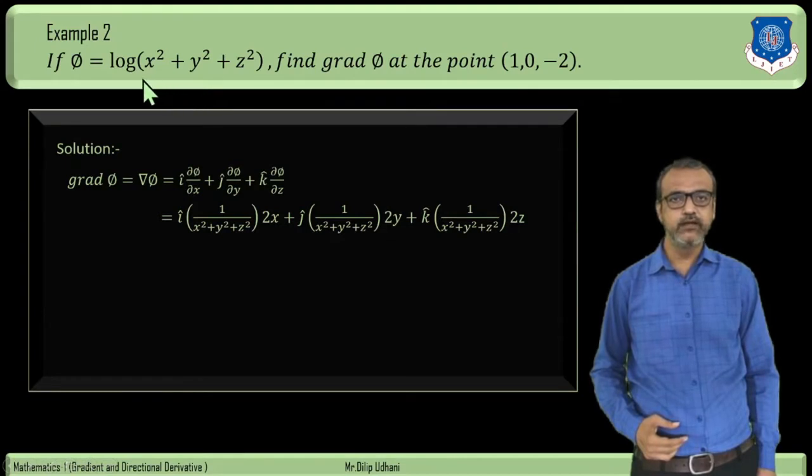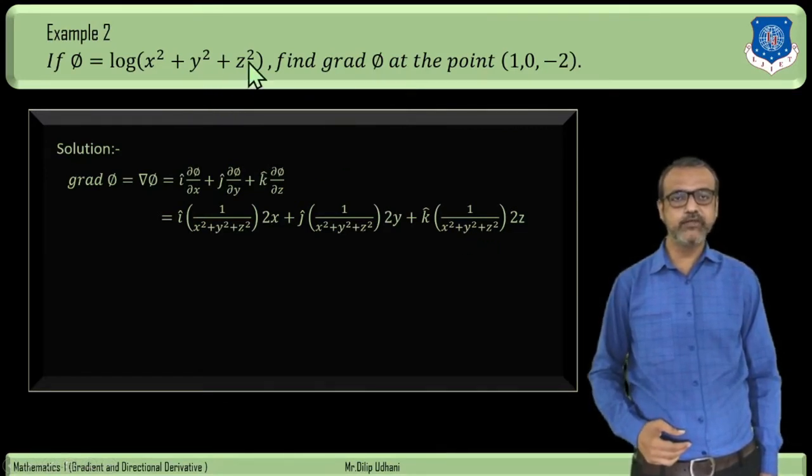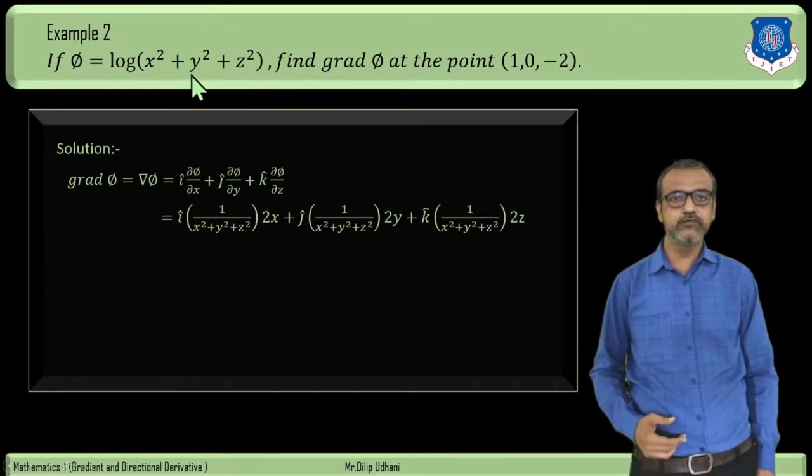to z. So derivative of log x is 1 over x. So that will be 1 over x square plus y square plus z square. And in place of x we have x square plus y square plus z square. So again we will differentiate it partially with respect to z and derivative of x square and y square will be 0. Now derivative of z square is 2z. But we have to find out nabla phi or grad phi at point 1, 0, minus 2. So in this function we will replace x by 1, y by 0 and z by minus 2.